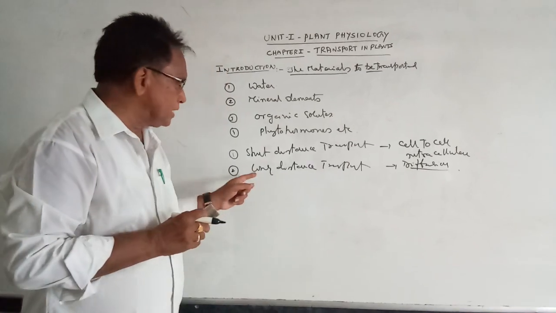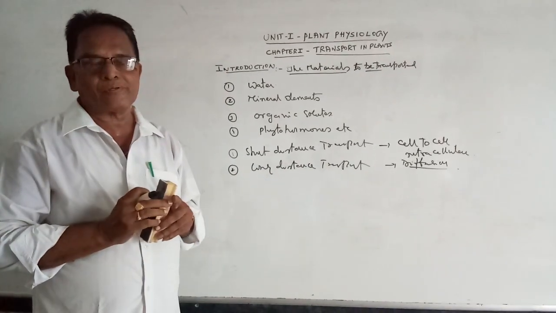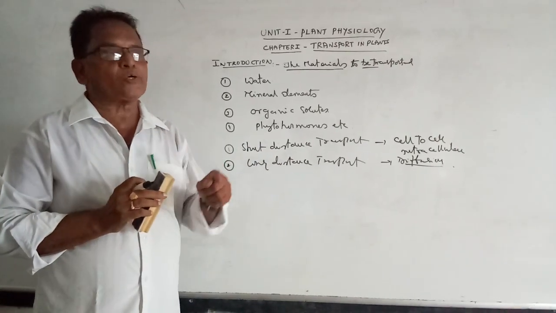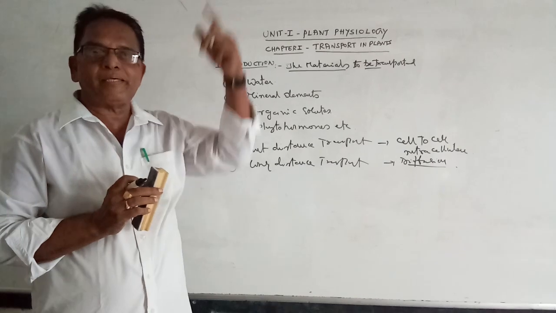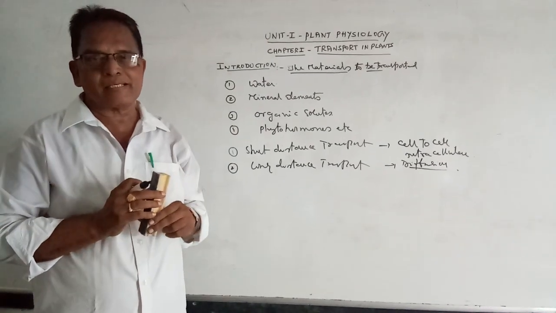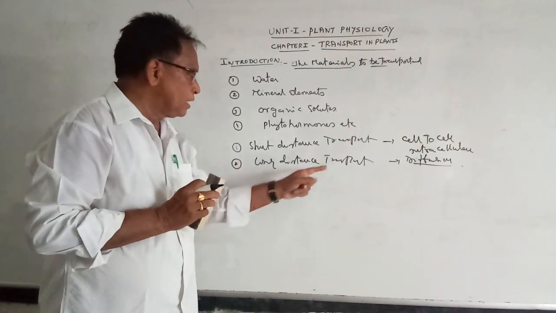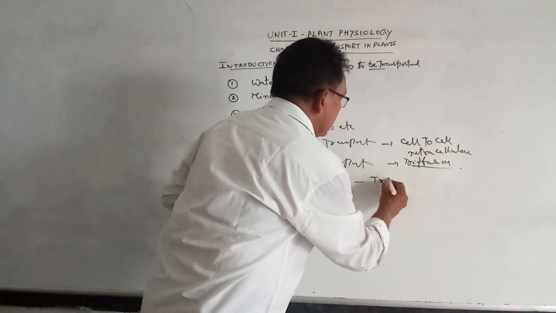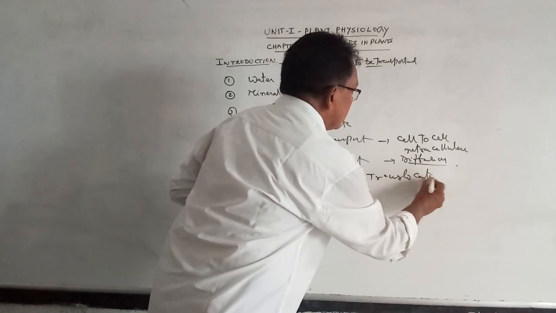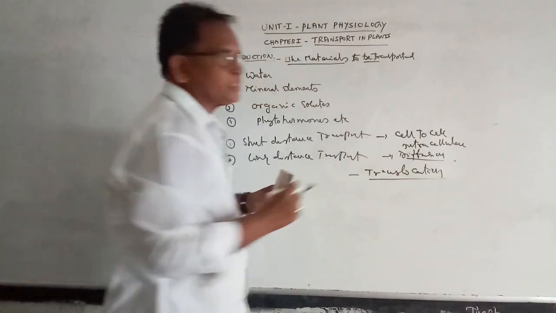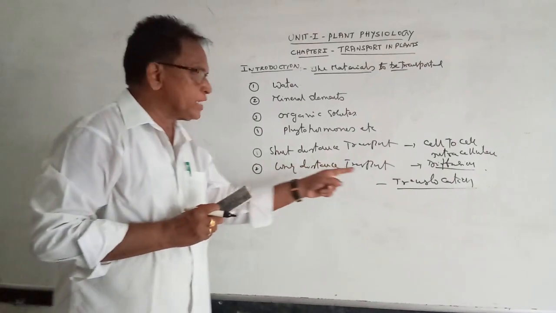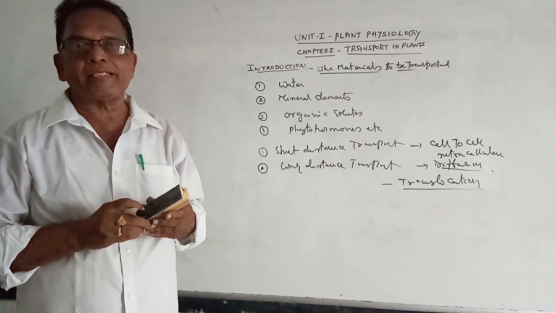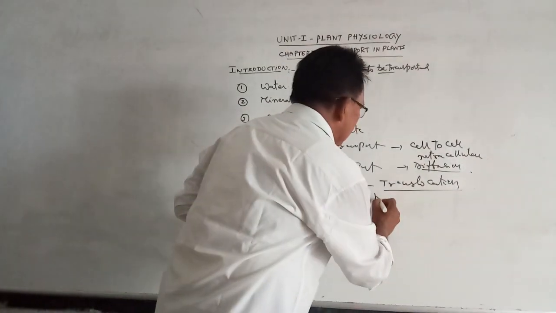There is another category called long distance transport. It includes the transport of water from the soil to the tip of the plant. It may be 100 meters or 110 meters in height. And this long distance transport takes place by means of a process called translocation. This translocation normally takes place by means of the vascular system that is present in plants.